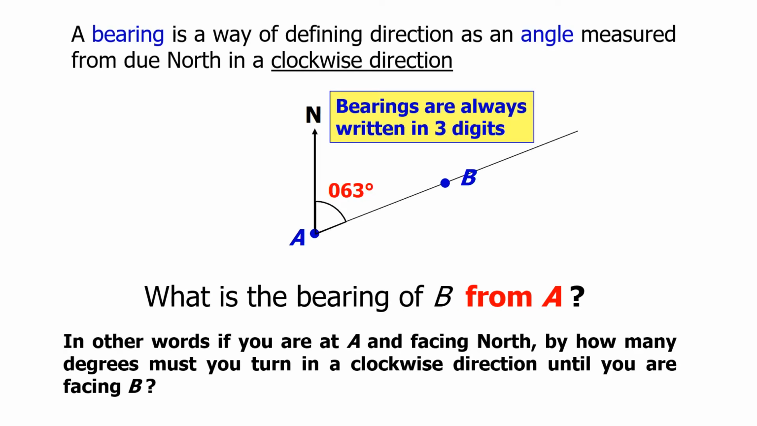So in informal definitions, a bearing is a way of defining direction as an angle measured from due north in a clockwise direction. And again, bearings are always written in terms of 3 digits. And when we say, what is the bearing of B from A, what does that mean? In layman's terms, if you are at A and facing north, by how many degrees must you turn in a clockwise direction until you are facing B? So that's the idea behind the concept of the bearing of one point from another.